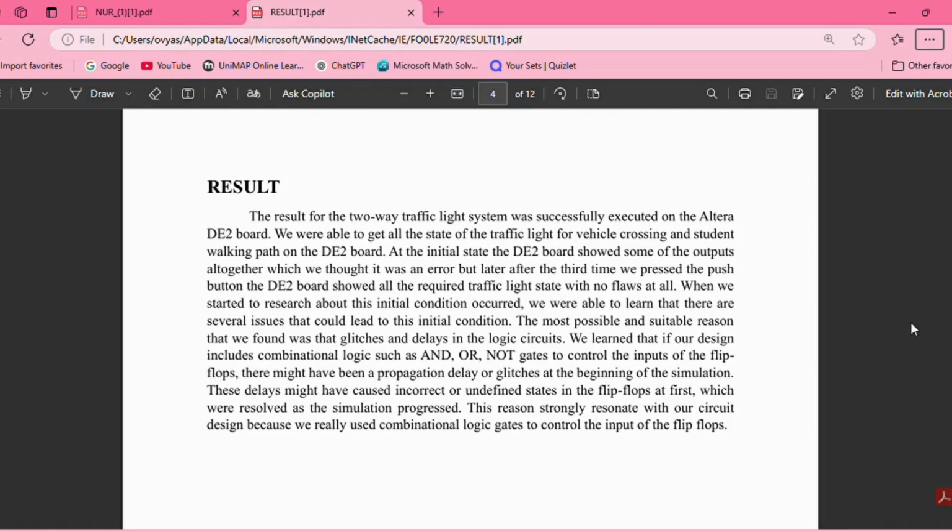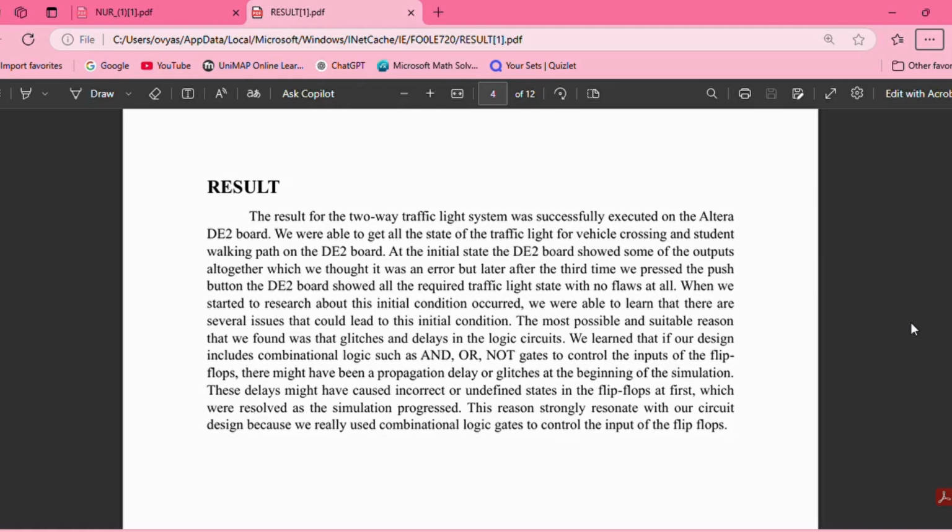I will be explaining the result of our student safe walk path project. The result for the two-way traffic light system was successfully executed on the Altera DE2 board. We were able to get all the states of the traffic light for vehicle crossing and student walking path on the DE2 board. At the initial state, the DE2 board showed some of the outputs all together, which we thought was an error, but later, the third time we pressed the push button, the DE2 board showed all the required traffic light states with no flaws at all.